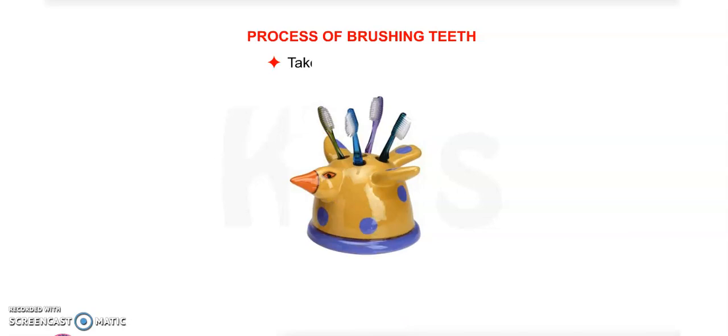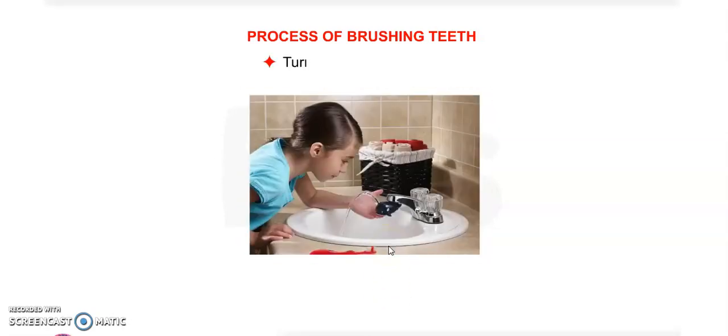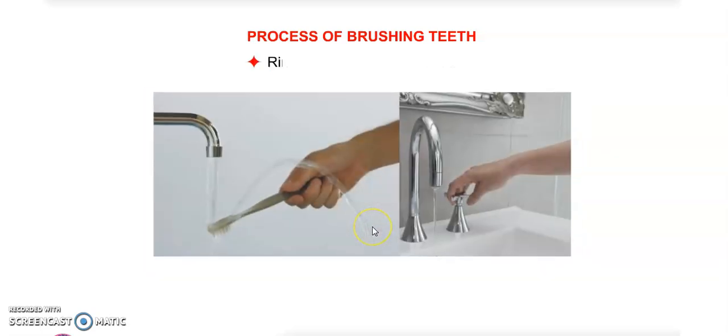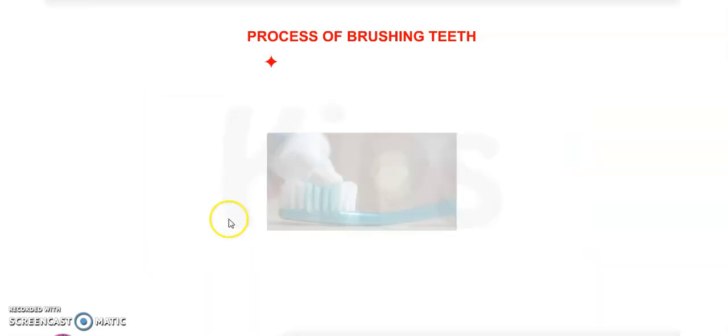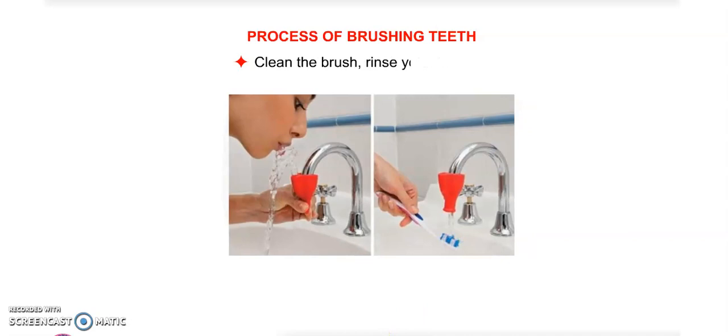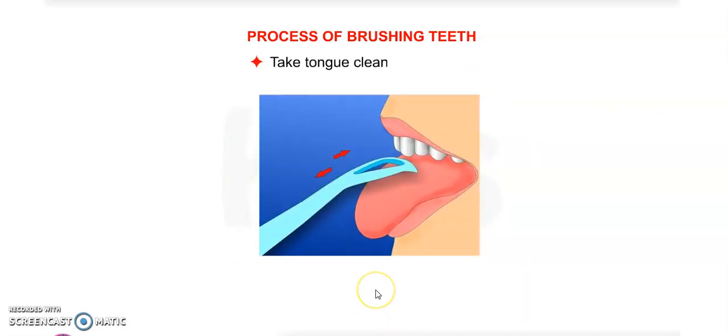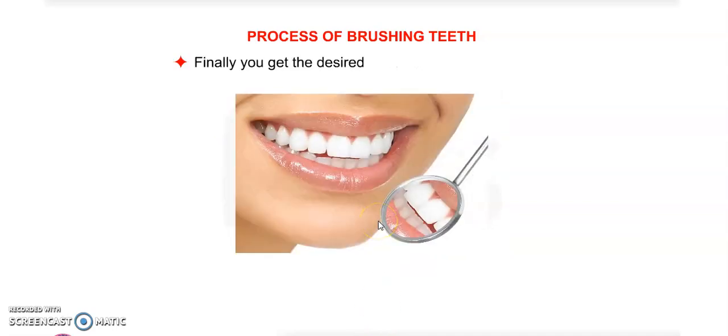Like the process of brushing teeth. This is our daily routine and we follow some steps for brushing. First we take a brush from the shelf. After that, turn on the tap of your sink. After that we rinse our brush and turn off the tap. Then apply toothpaste on the brush. Then we start brushing. After that we clean the brush and rinse our mouth. Take a tongue cleaner and clean your tongue. After that rinse the mouth again. Finally you get the desired result, shiny white teeth.